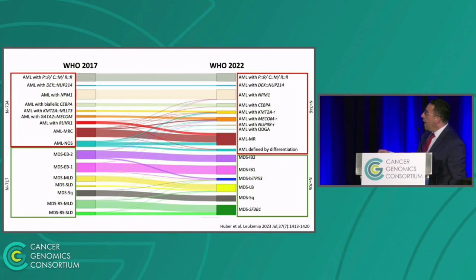And if you walk it back to where cases were prior to the institution of this entity, you notice that most patients come from MDS with excess blasts. Some come from MDS EB1. But interestingly, some patients actually would have been called previously MDS with 5q deletion, MDS with multilineage dysplasia and ring sideroblasts, and so on and so forth, kind of feeding into this new entity up here.